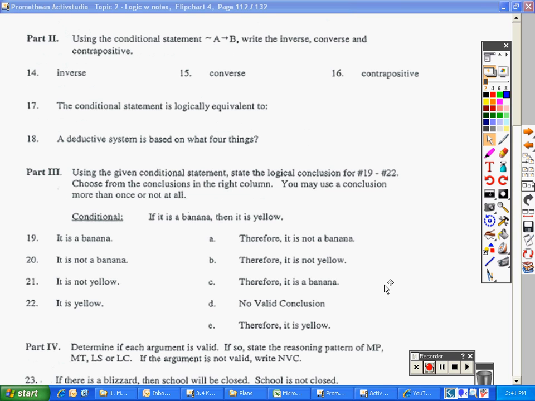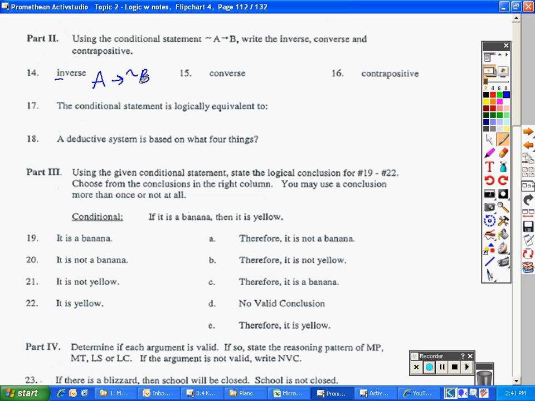Okay, moving on. Let's look at the next statement. We are given not A, arrow B, and we're asked to write the inverse, converse, and contrapositive of it. The inverse, if you'll remember, is when we invert, which means change each side to the opposite. The first part of this conditional was not A. The inverse of that is A. Arrow, the opposite of B becomes not B.